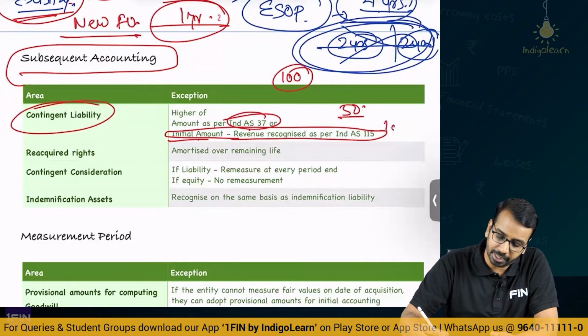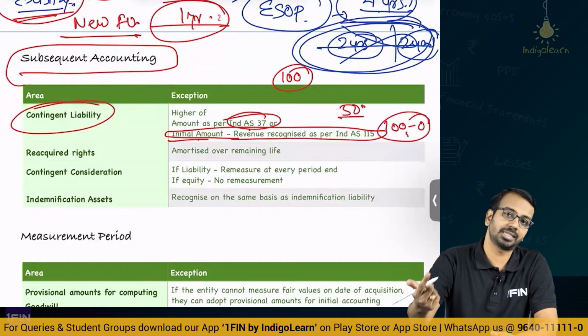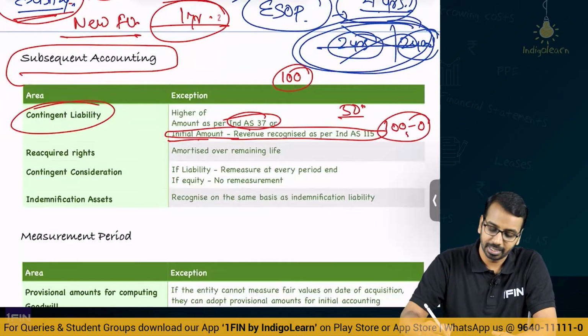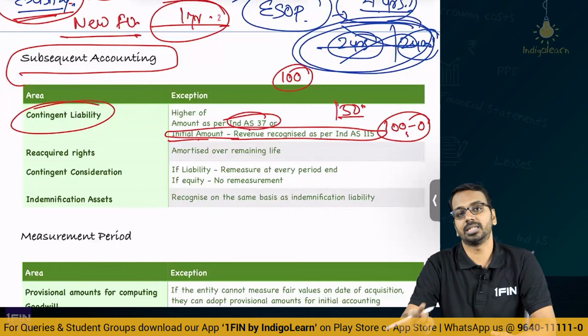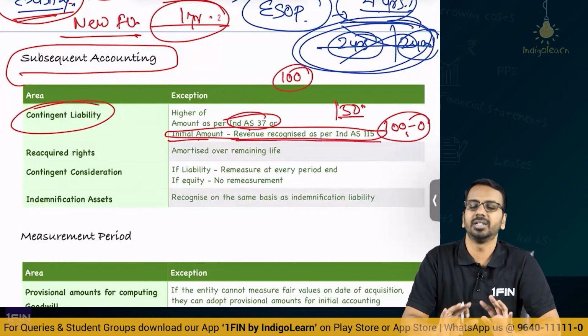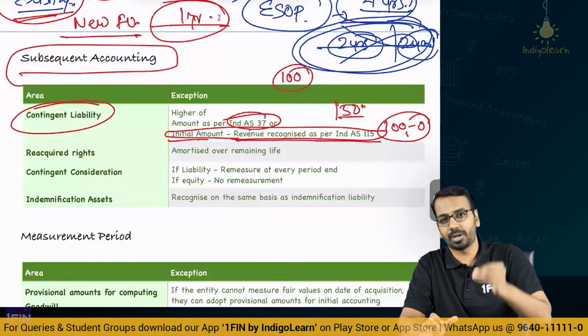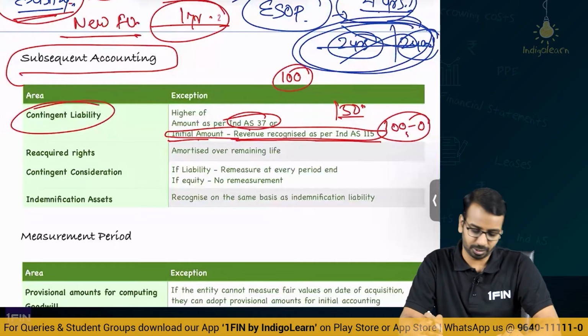But the initial amount is 100 and no revenue was recognized. So, let us say this amount remains 100. So, 50 and 100, what is higher? 100. So, you will continue to recognize at 100. Let us say this becomes 150, then you will recognize 150, the higher of the amounts. This revenue recognized as per Ind AS 115 generally does not happen, it happens in cases of, let us say, advance receipt from customers and all of those things, those you can ignore.